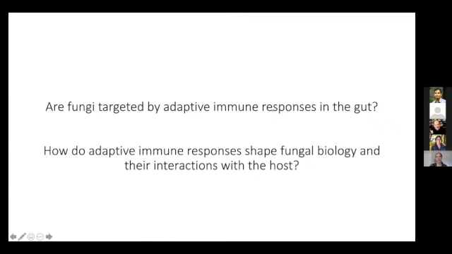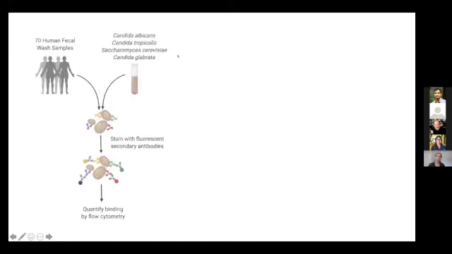To address whether fungi are targeted by adaptive immune responses, particularly in humans, we took a targeted approach in which we took four of the most abundant members of the intestinal fungal community and asked whether humans harbored antibodies that react against them. So we took cultures of Candida albicans, Candida tropicalis, Saccharomyces cerevisiae, and Candida glabrata, and incubated them with cleared fecal homogenate from 70 human volunteers, and quantified antibody binding using flow cytometry.